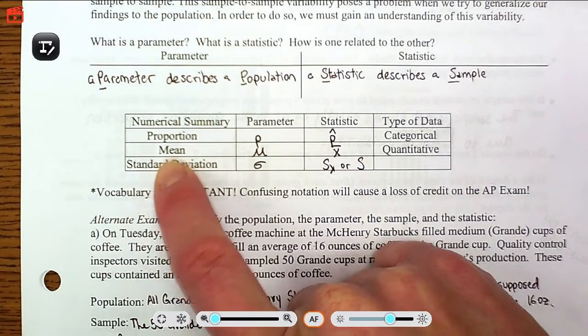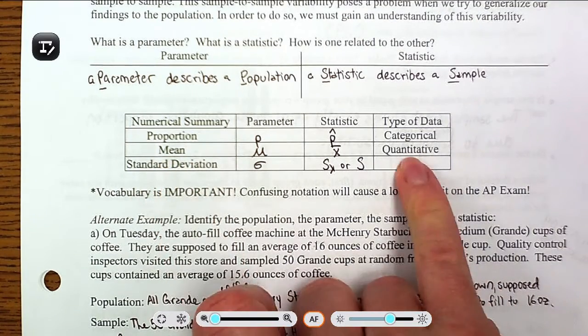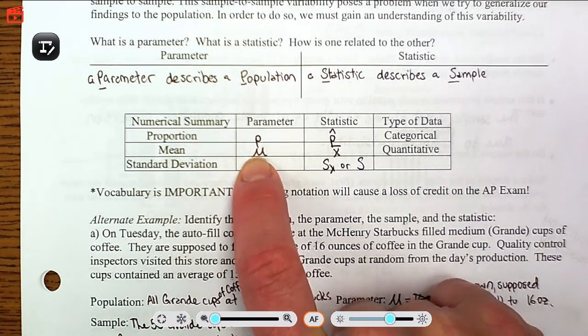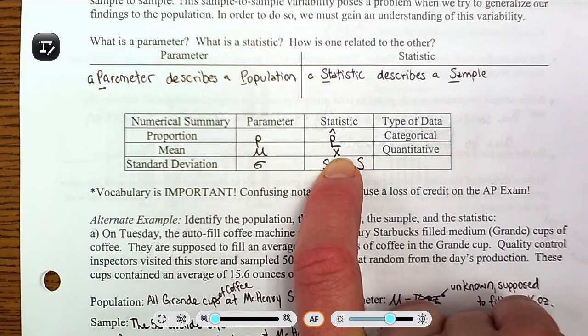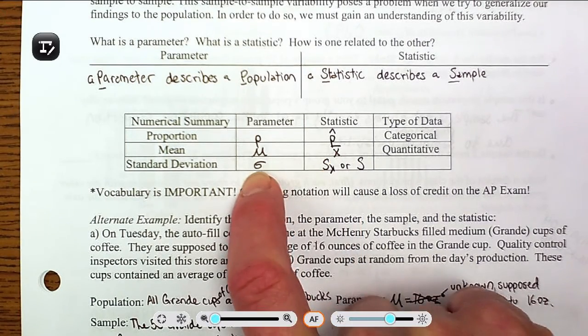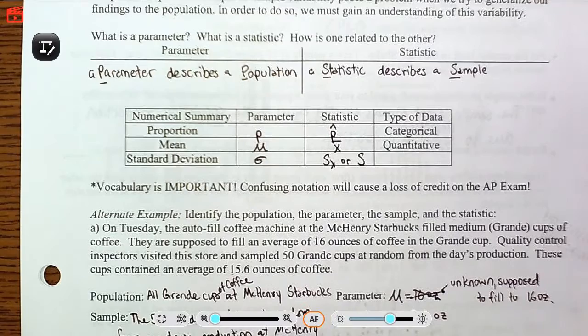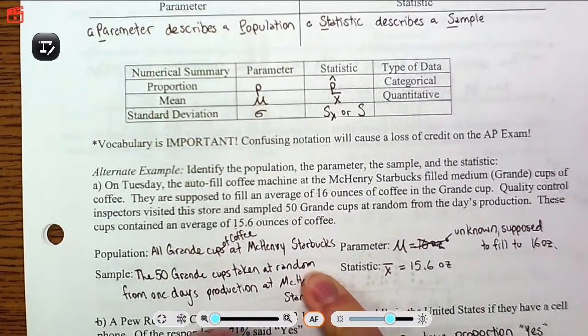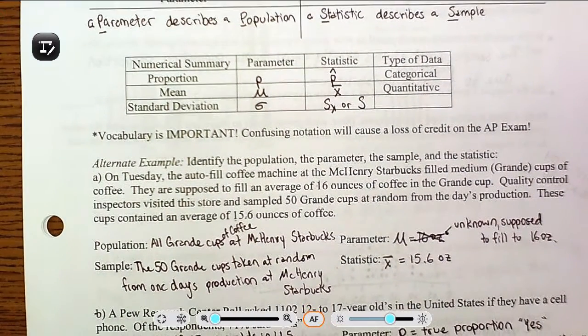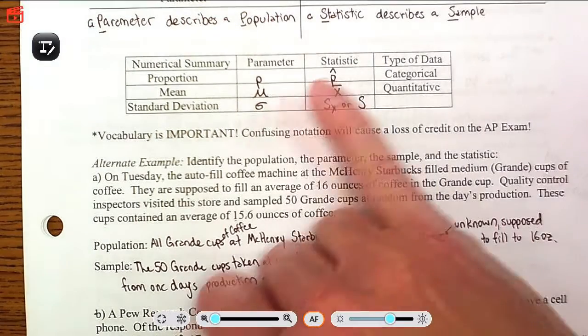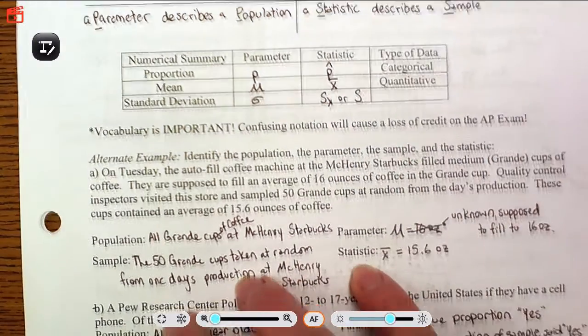Means and standard deviations, though, are for quantitative data. So we use mu for the parameter, or x bar for the statistic, and sigma for the parameter, and sx or s for the statistic. Vocabulary is very important. Confusing your notation will cause a loss of credit on the AP exam.